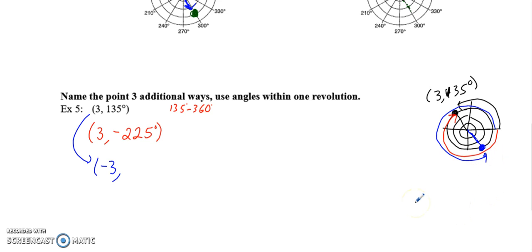Now we like to keep it within one revolution, so plus or minus 360. We don't like to go beyond it in these cases, or 2 pi if we're dealing with radians. So all we're doing for that one is, okay, we'll take our original 135 and add 180.